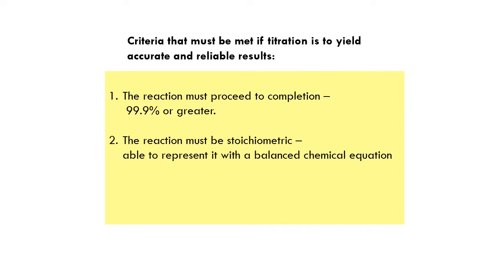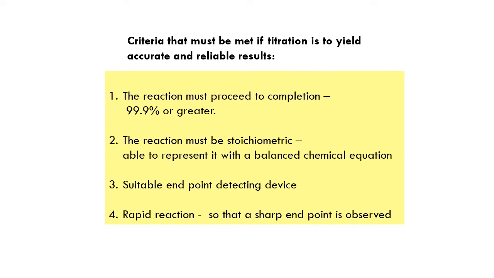What are some of the criteria that must be met if titration is going to yield accurate and reliable results? The reaction must proceed to completion, 99.9% or greater. The reaction must be stoichiometric, so we should be able to represent it with a balanced chemical equation. And we should have a suitable endpoint detecting device, and it should be a rapid reaction so that a sharp endpoint is observed.